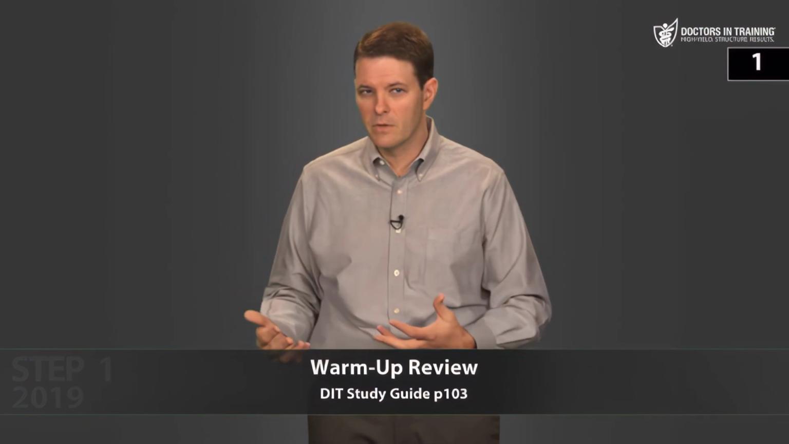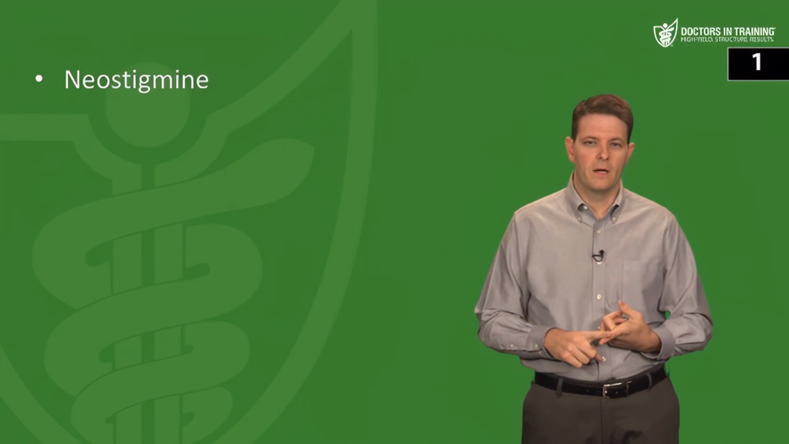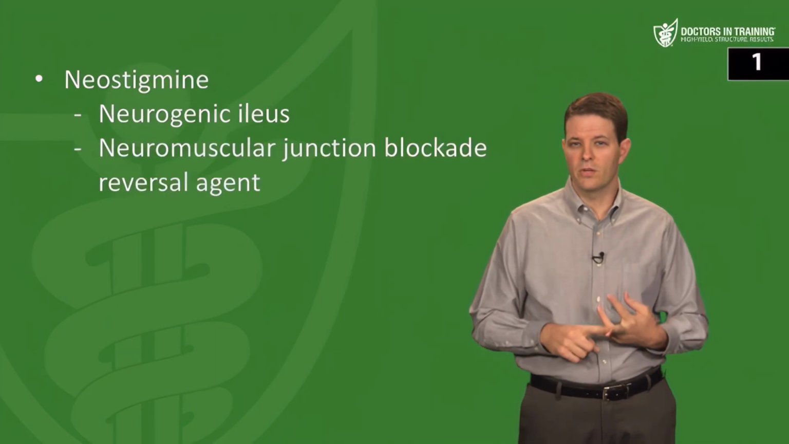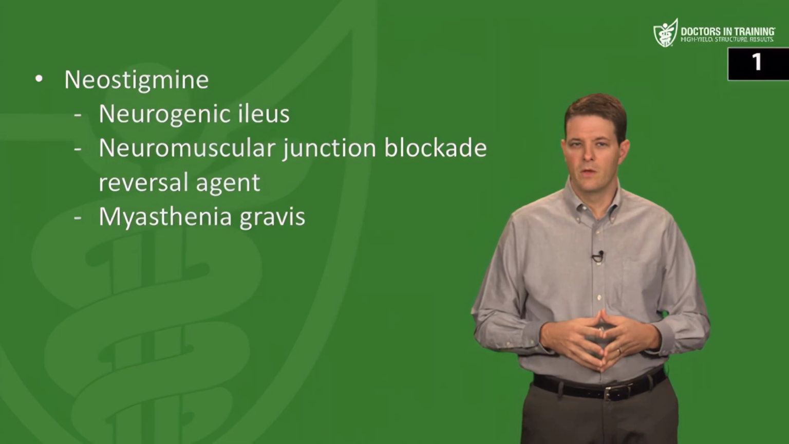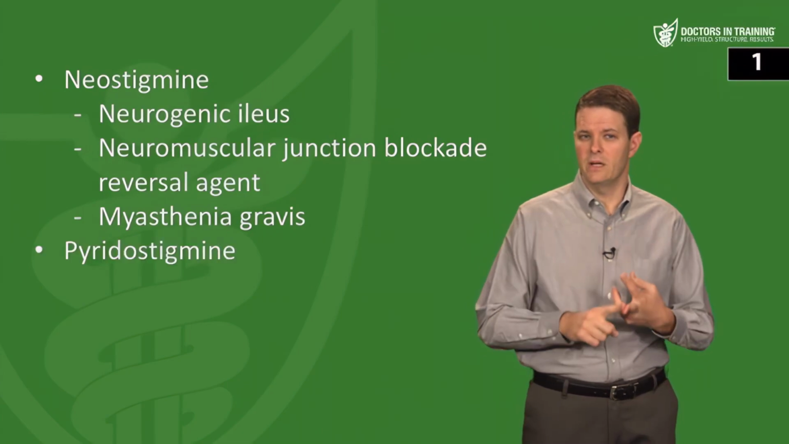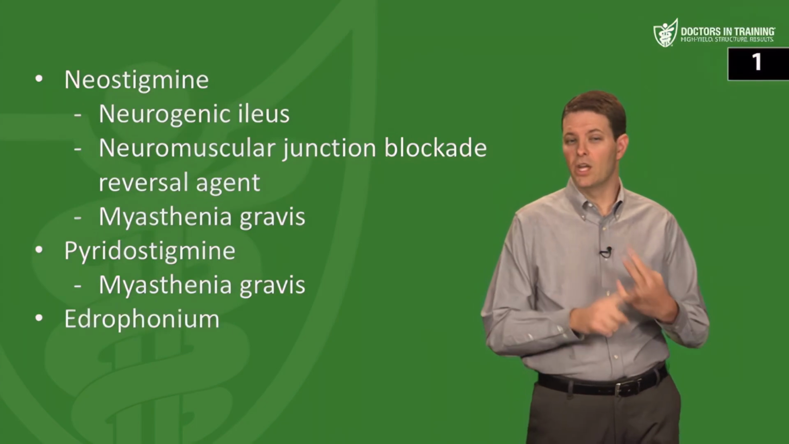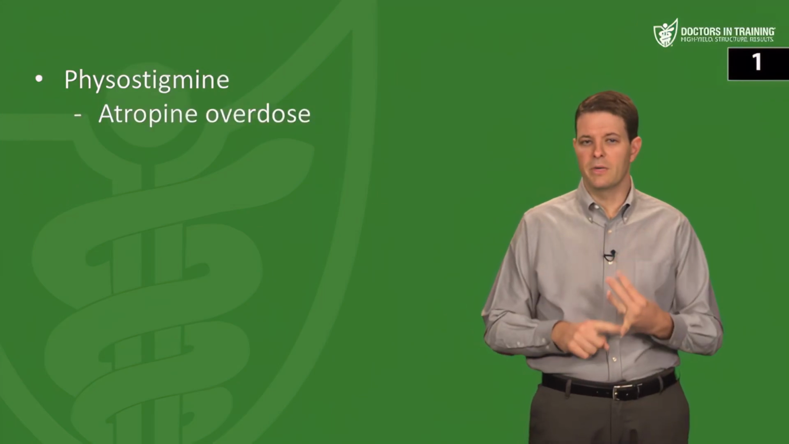indirectly. The drugs include neostigmine, which is the prototype indirect agonist. It's used for neurogenic ileus. It's a post-op reversal agent for neuromuscular junction blockade, and it's sometimes used for myasthenia gravis as well. There's pyridostigmine, which treats myasthenia gravis. There's edrophonium, a drug that's occasionally used to diagnose myasthenia gravis. There's physostigmine, which is used to treat atropine overdose.